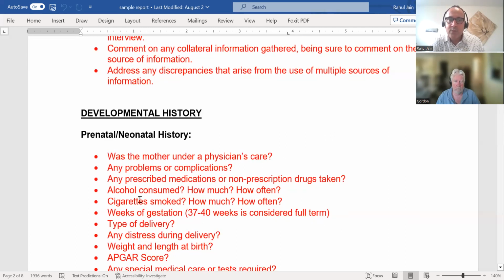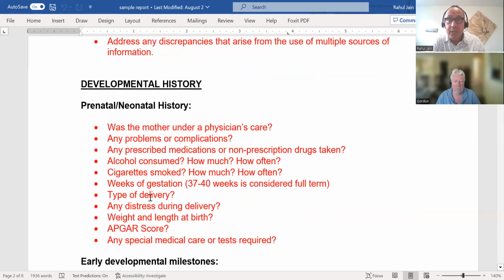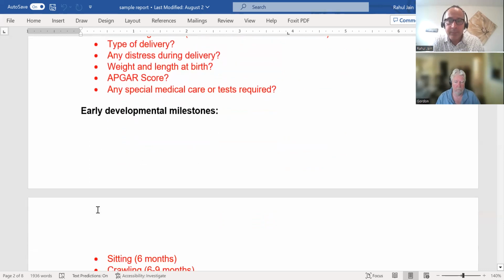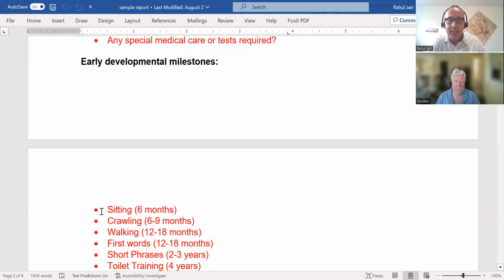This is very important as well. And about substance use, smoking, cigarette. It's important to ask about type of delivery because it might tell you whether it's complicated, whether it was C-section, natural delivery, any distress during delivery, weight and length at birth, not so important, but some other questions are quite important. Early developmental milestones, important, like sitting, crawling, walking.